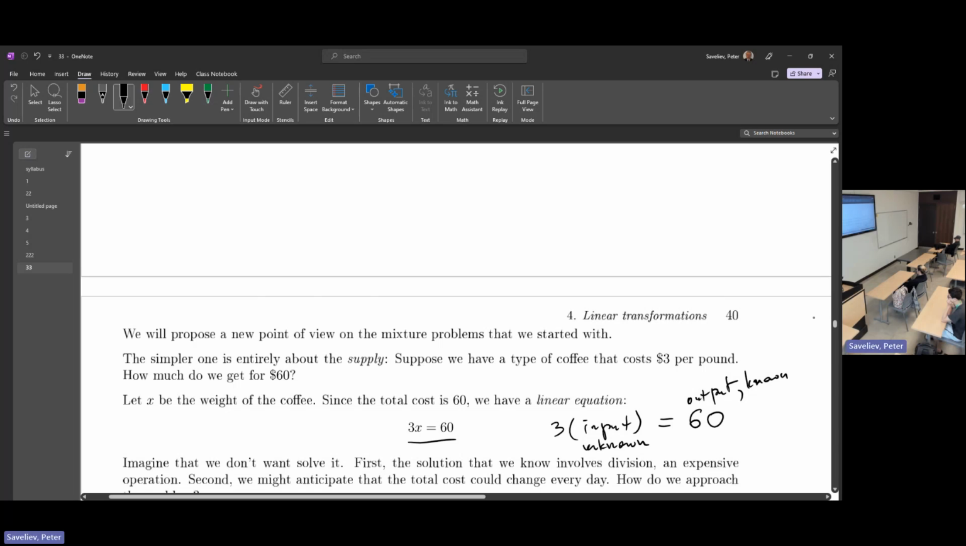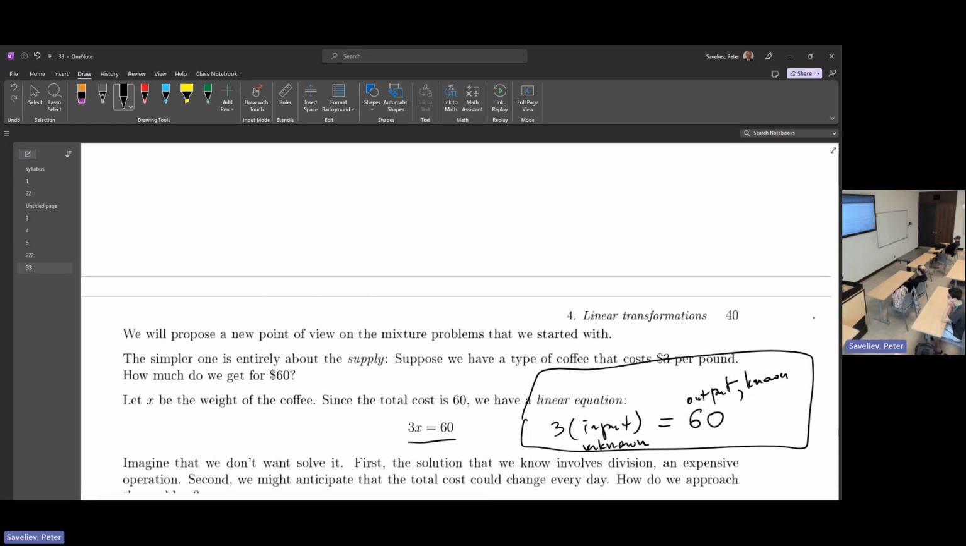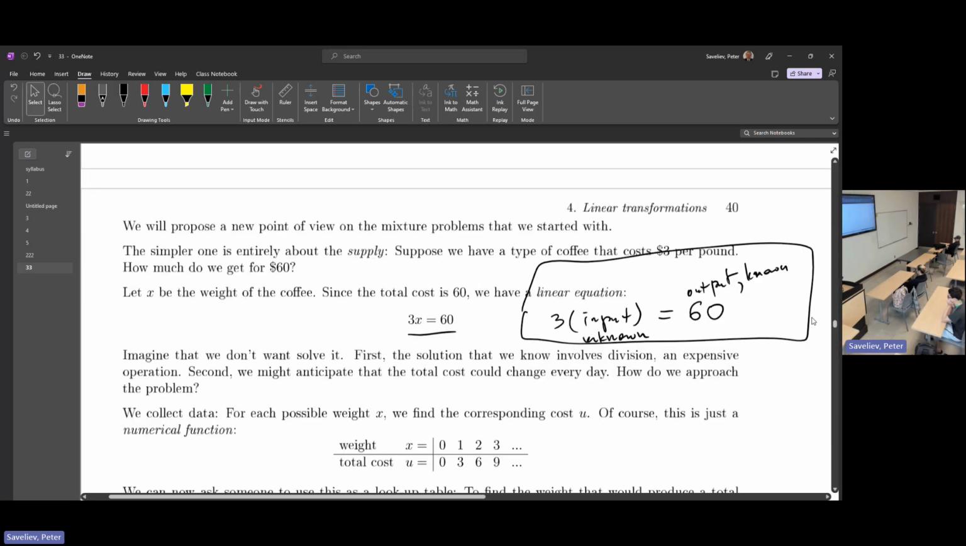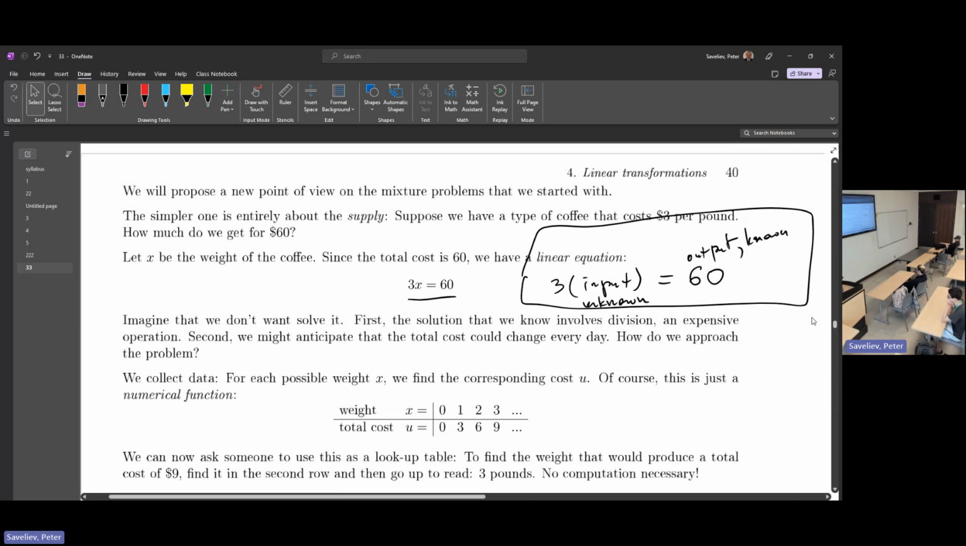So let's take this in front of us. It's right in front of us, and it is a linear equation. It's just to make life easier, but otherwise, it's a function with unknown input that produces a known output. So that's what we want to see, and we want to take this understanding and bring it to high dimension. High dimension is once again the problem of the mixture.